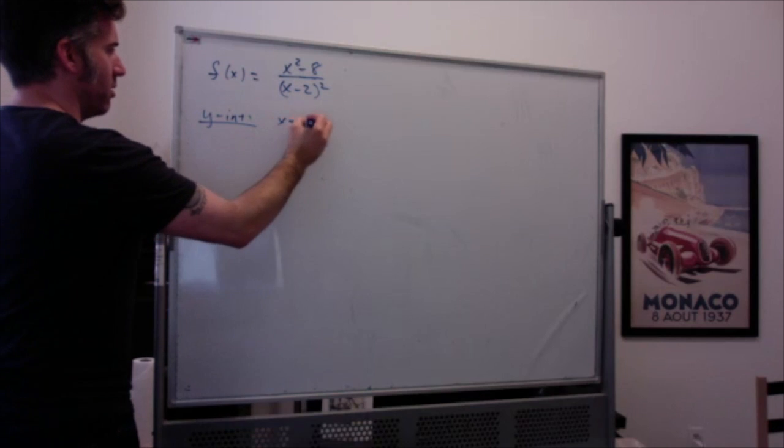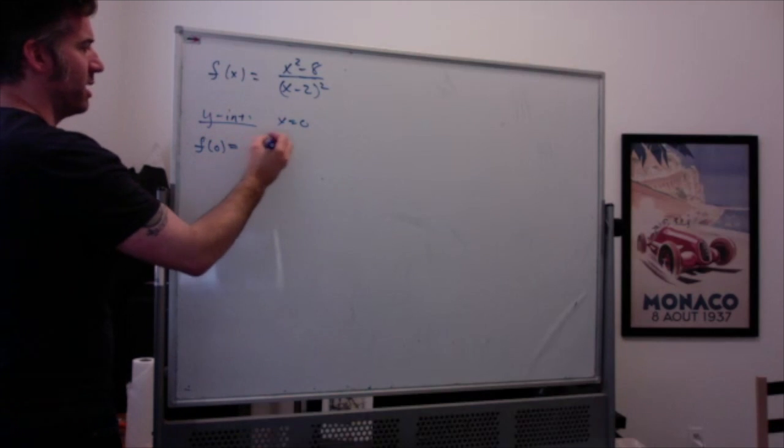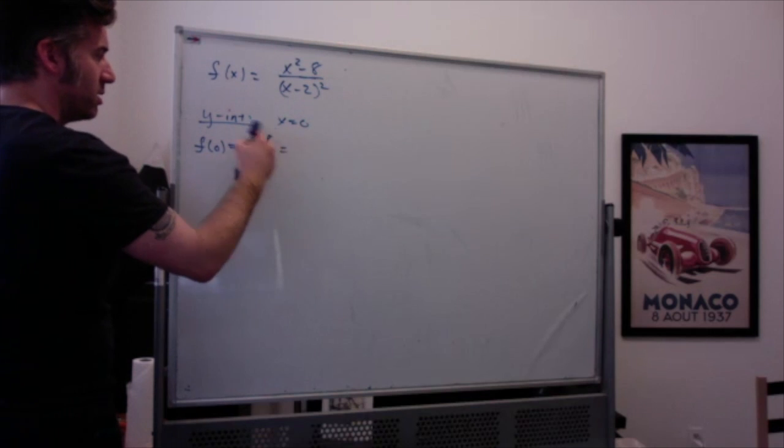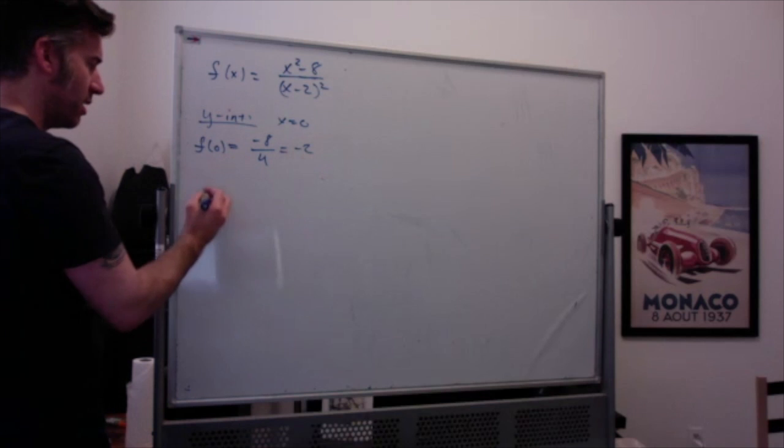Set x equal to 0. F of 0 is negative 8 over negative 2 squared, which is negative 8 over 4, which is negative 2.